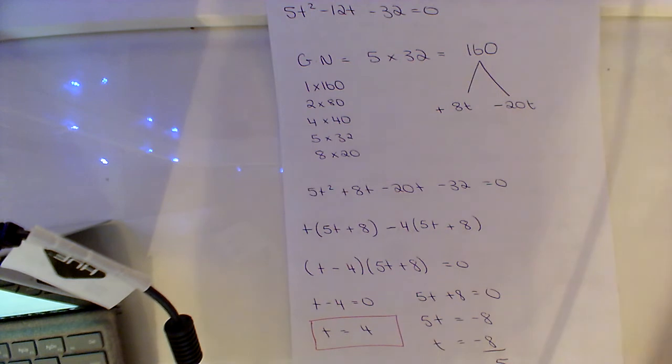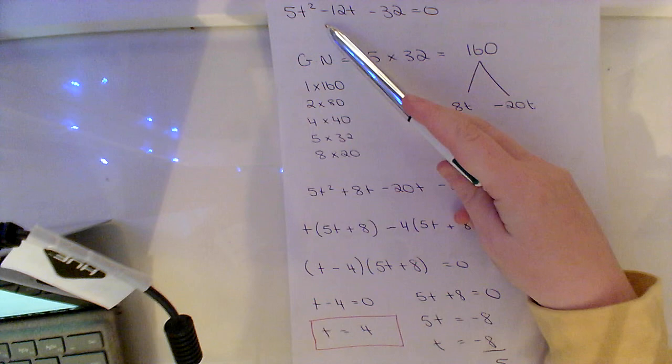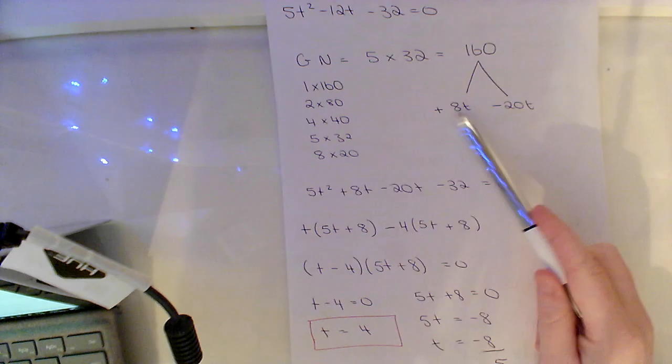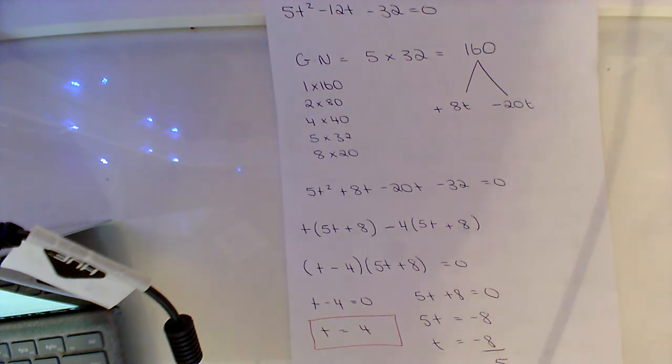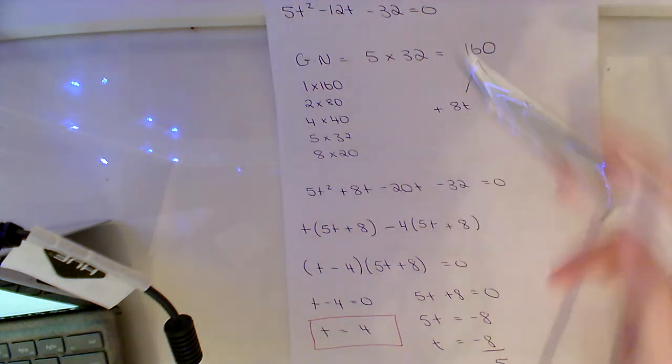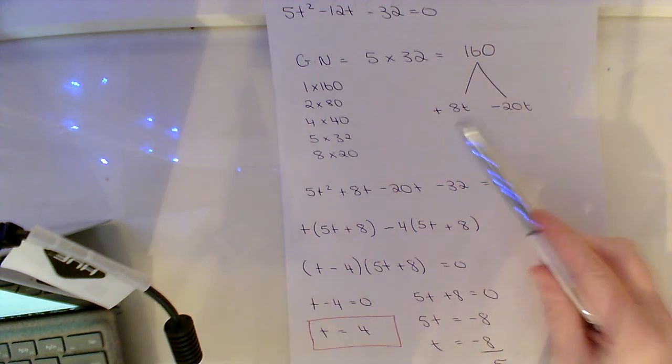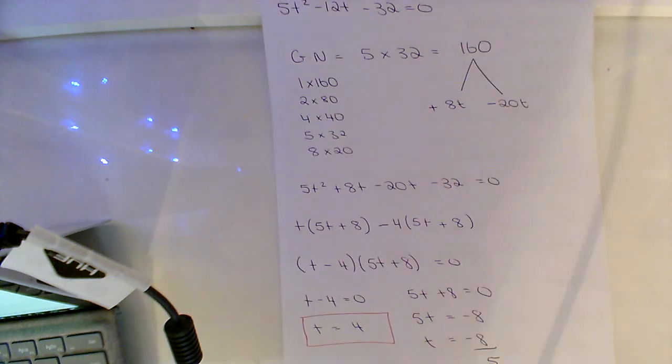Right, so as previously, this minus here tells me that they're going to be unlike signs. One of them is going to be positive, one of them is going to be negative. I want a minus, so my bigger number, minus 12t. Then I rewrite this sum up here using my new numbers, so instead of minus 12t, I input these here. So I'll have 5t squared plus 8t minus 20t minus 32 is equal to 0. So this method now we have factorising by grouping.